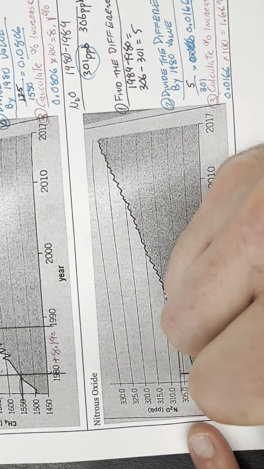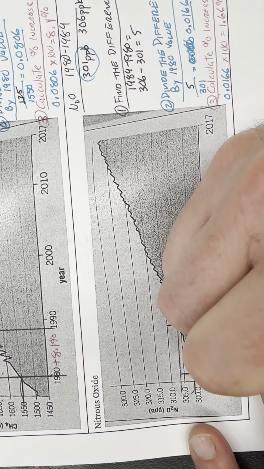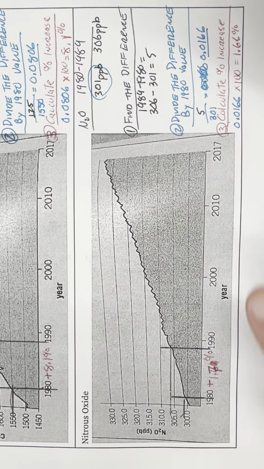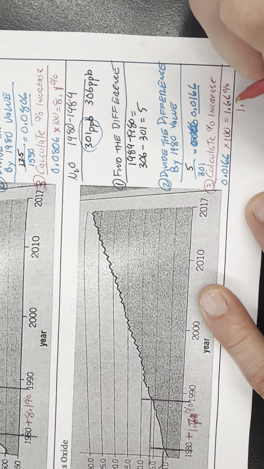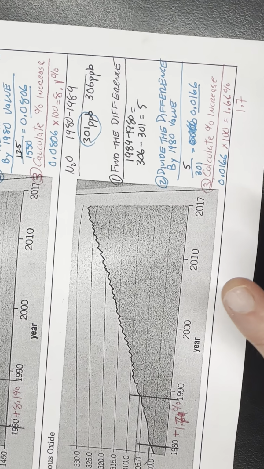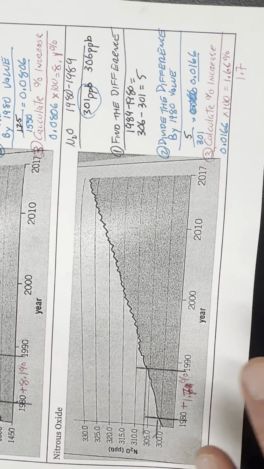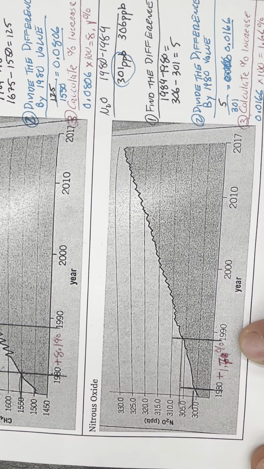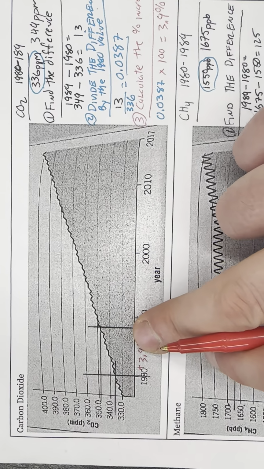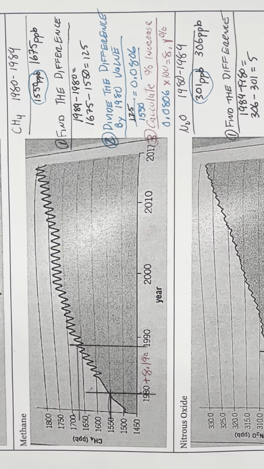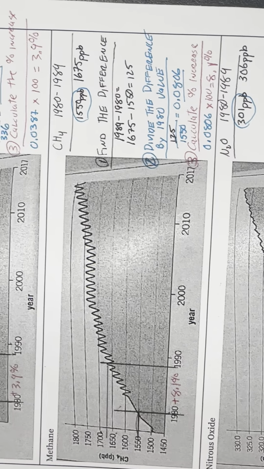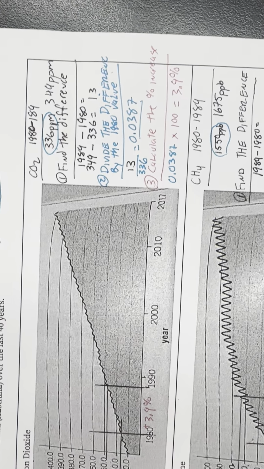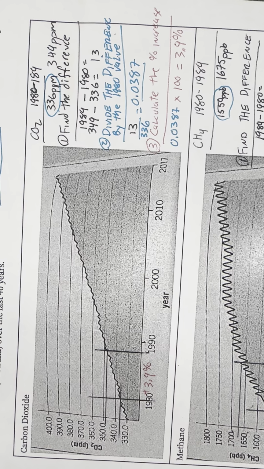So it's a plus 1.66% increase, or a 1.7. Let's do 1.7, okay? So we're going to take this back to 1.7 because we rounded that up. So we have calculated the percent increase for the decade of 1980 to 1989 for carbon dioxide, for methane, and for nitrous oxide, okay? You have to now calculate that percent difference following these same series of steps for each additional decade.